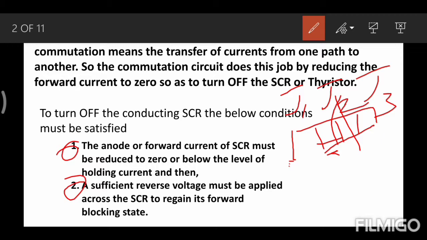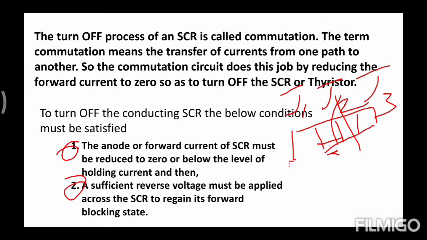So what are the 2 points we have to remember? First one is, the SCR forward current must be reduced to 0. And the second one is, we have to apply the reverse voltage to put the SCR in the forward blocking state. These are the 2 points we must satisfy for turning off the SCR.